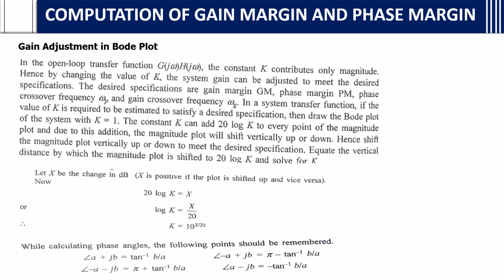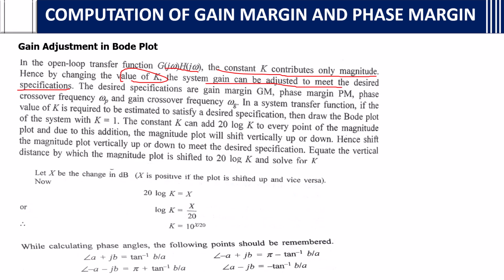Gain adjustment in the Bode plot. How to do the gain adjustment? In the open loop transfer function G(j omega)H(j omega), the constant K contributes only to the magnitude. Hence, by changing the value of K, the system gain can be adjusted, because it is the open loop gain, so it can be adjusted to meet the desired specifications.